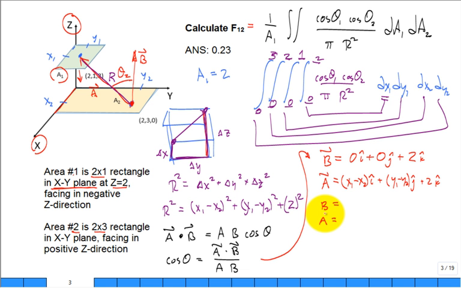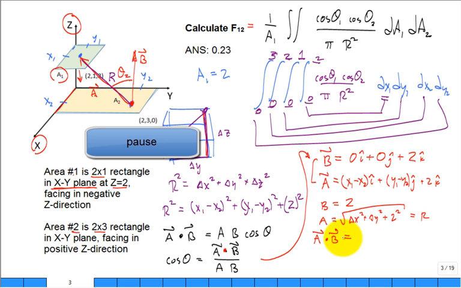All right, so a lot of us got that B is 2 and A is the square root of delta x squared plus delta y squared plus 2 squared. That's the length. And then you look at it and said, well, that length is R, isn't it? Take those two vectors and give me the dot product. Professor, I need my equation sheet. No, you don't.